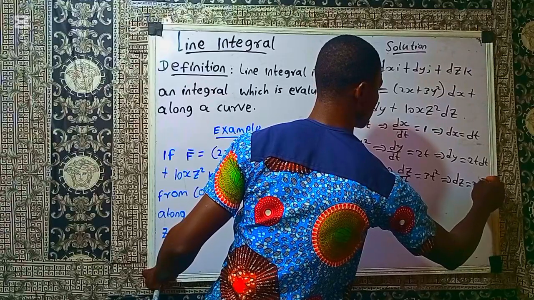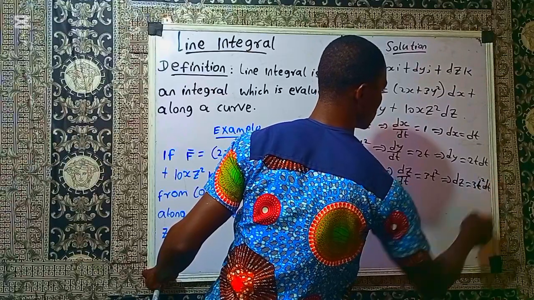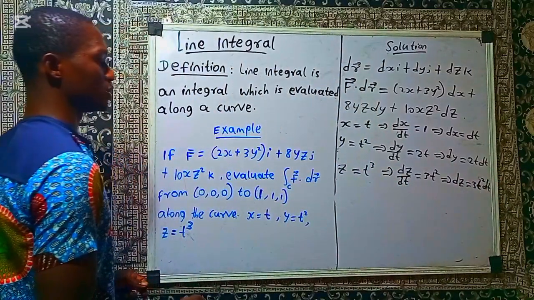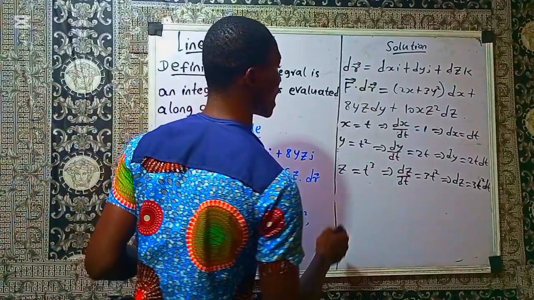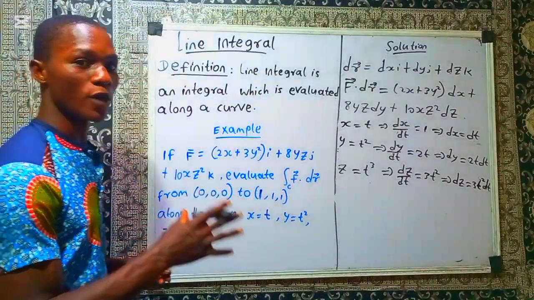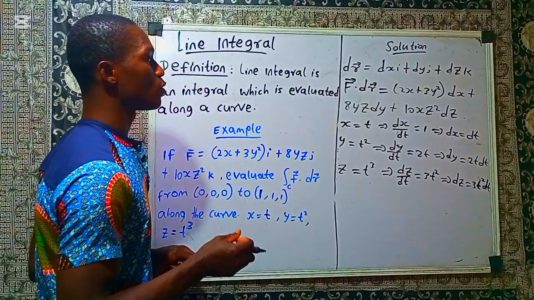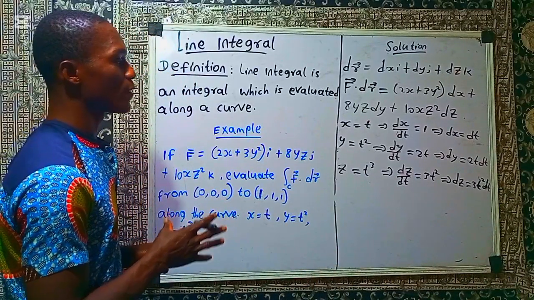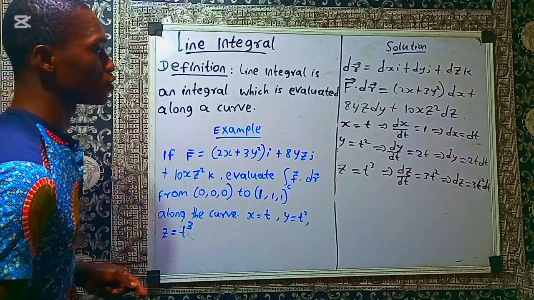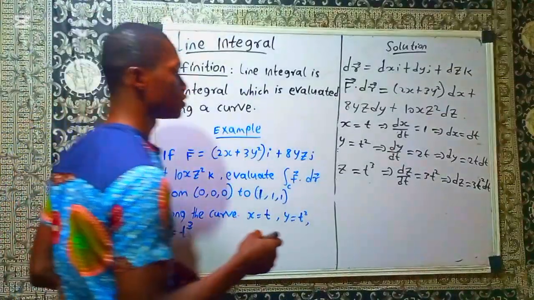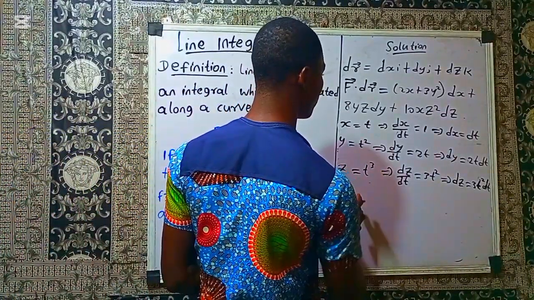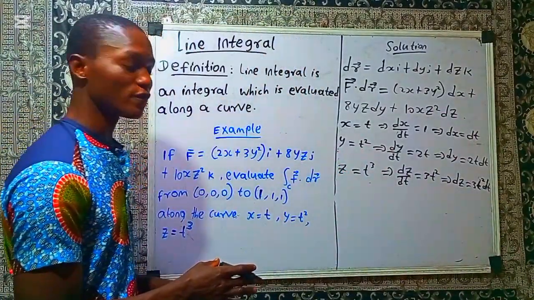So this is what I will have: dz equals 3t squared dt. So I've gotten the x, the y, the z in terms of the t. So I know my x, I know my y, I know my z from what is given to us. So we can easily substitute. But before that, let's write the range of t.